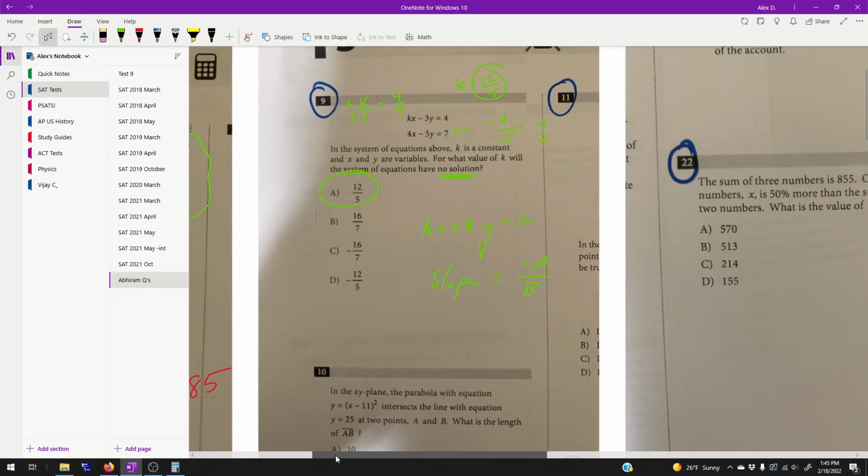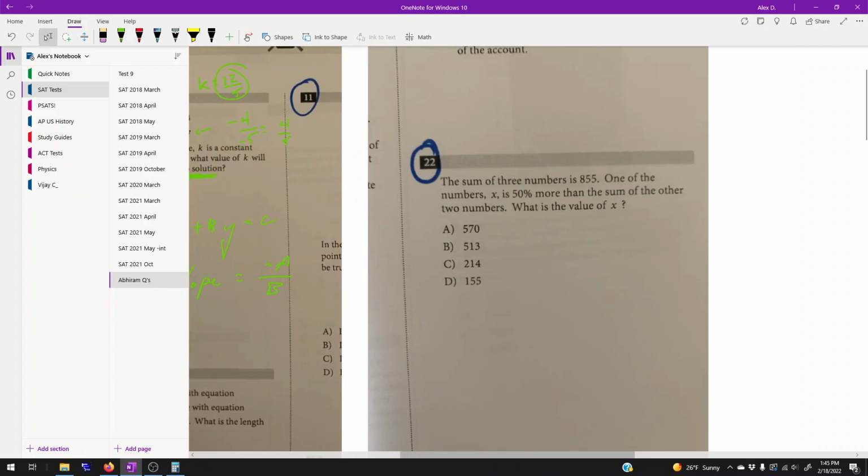Next one. Sorry, I'm going quickly because I've got appointments coming in like 15 minutes.